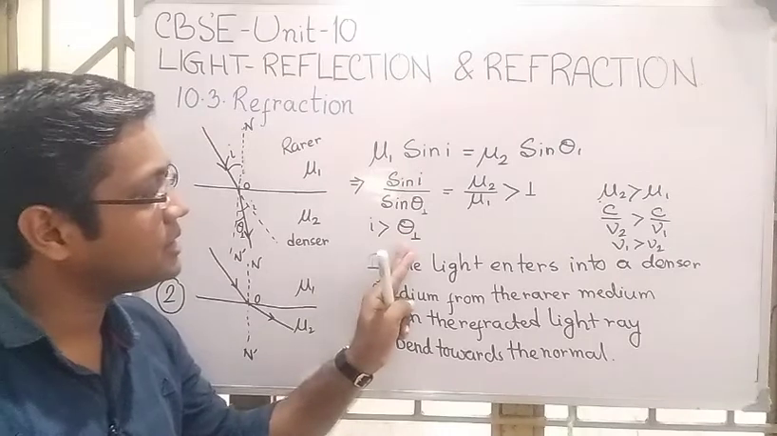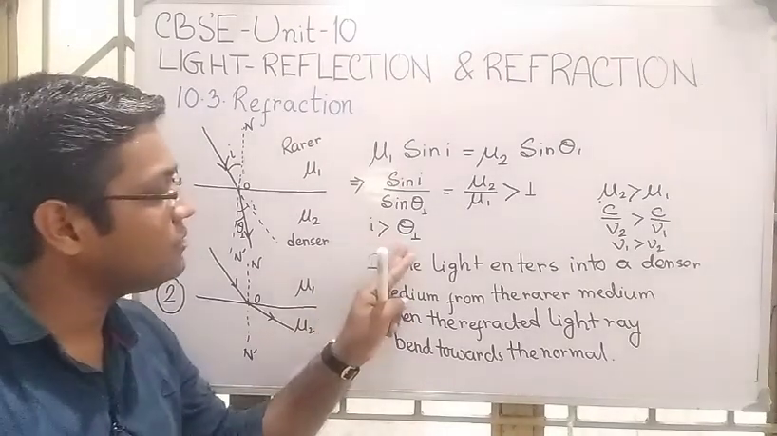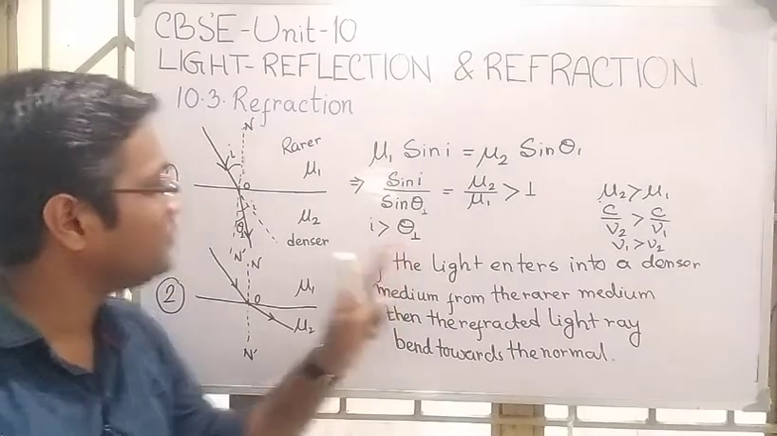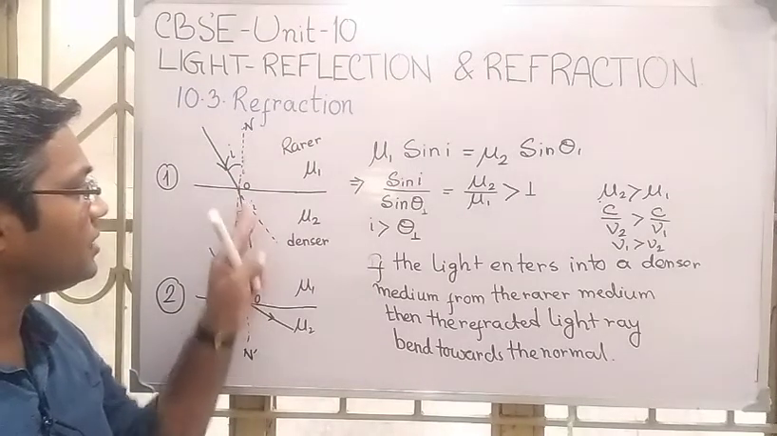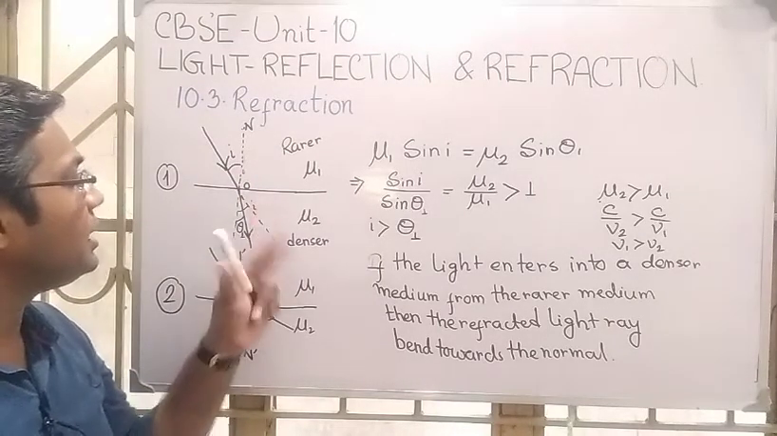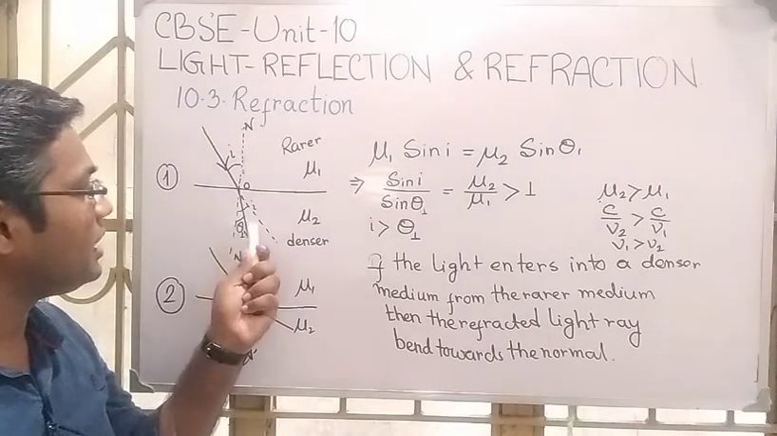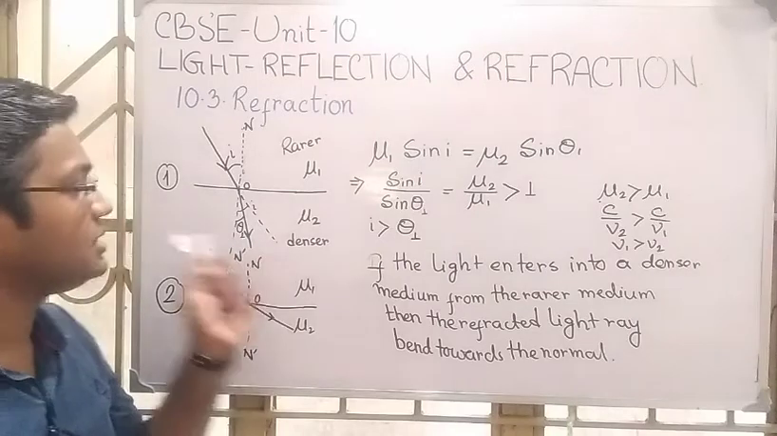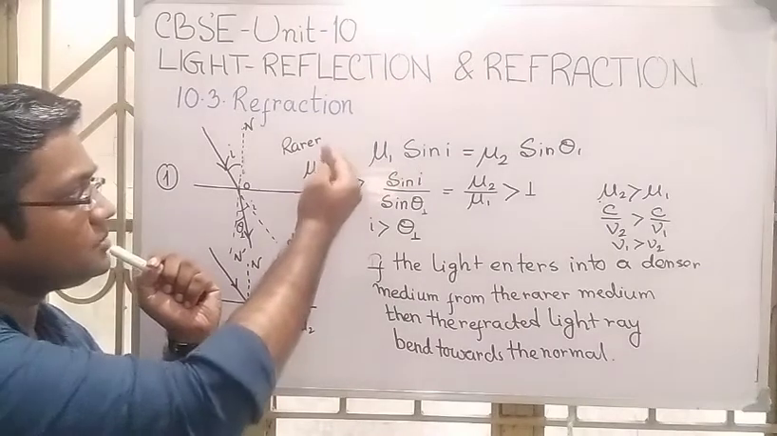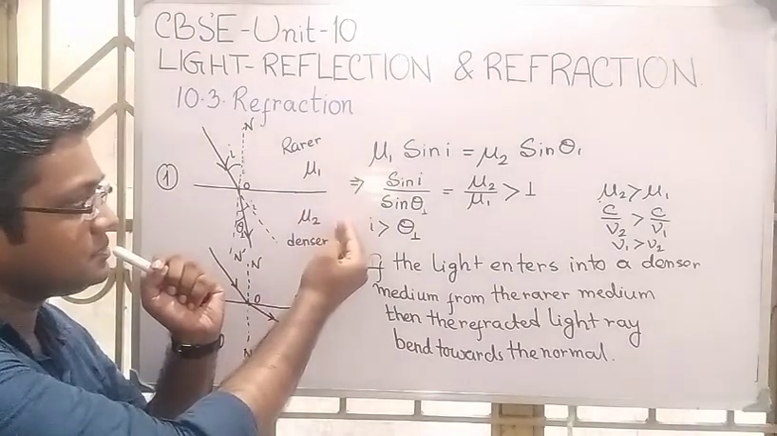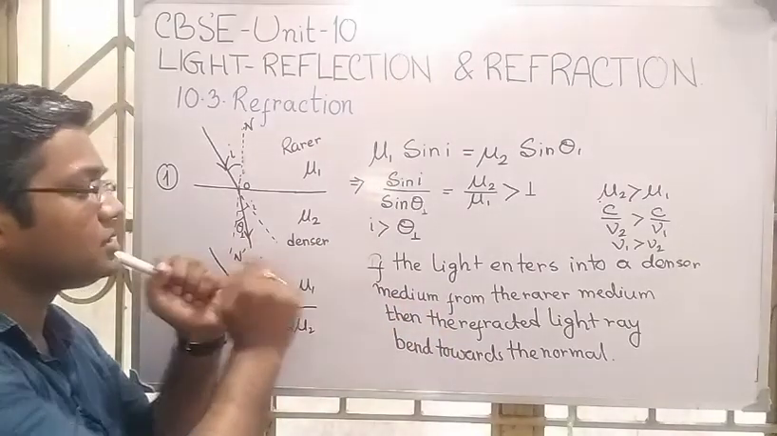So i is greater than theta 1. So the angle of incidence is greater, the angle of refraction is less. Okay. So if I draw it in the figure, if it is i, then this should be i, vertically opposite angles. From here it can be seen that i is greater, theta 1 is less. So we can say, if the light enters from the rarer medium to the denser medium, then the refracted ray bends towards the normal.